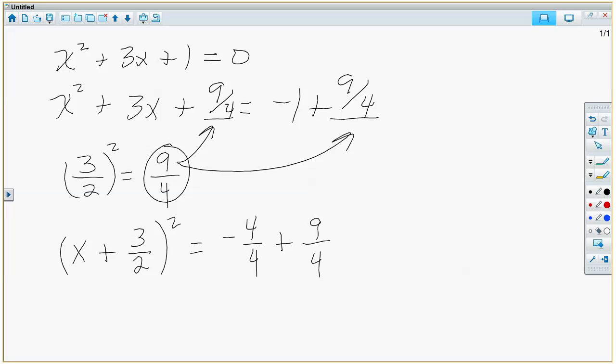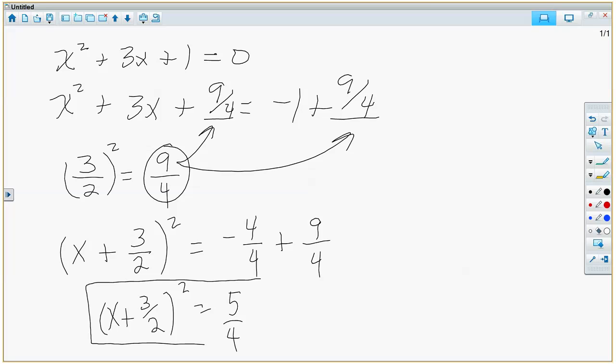What did I tell you to make sure you learn the first week of class? Your shortcuts. You didn't learn them, then you suck at it. If you don't know where 4/4 comes from, then you don't know how to do fractions, and you suck at it. So you need to learn. x plus 3/2 quantity squared is equal to 5 what? 4ths. Now I'm going to stop right there.